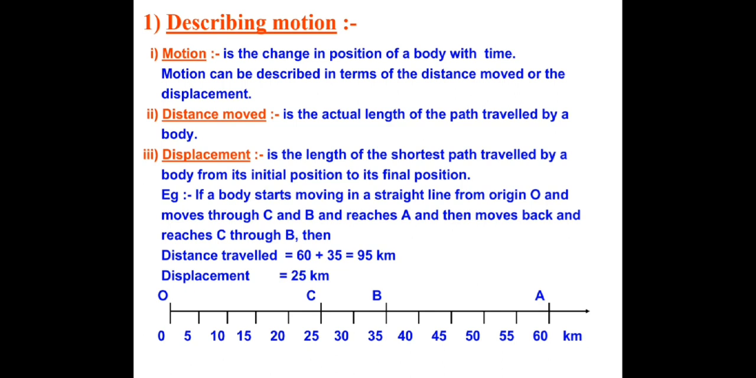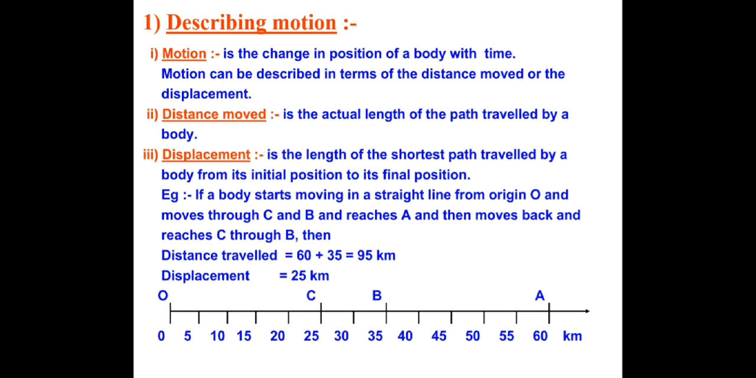Again, atoms, molecules, planets, stars and galaxies are all in motion. So here in short, motion means the object which is moving from one place to another place with time is called as motion. So once again, motion is the change in the position of a body with time.